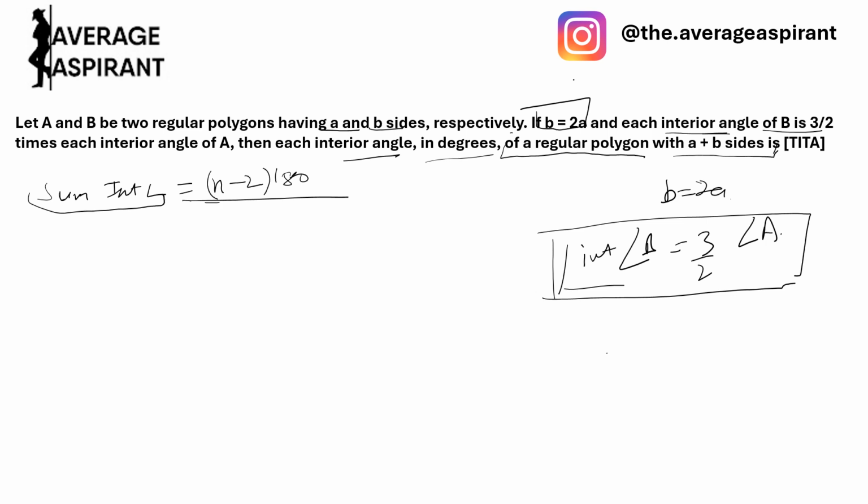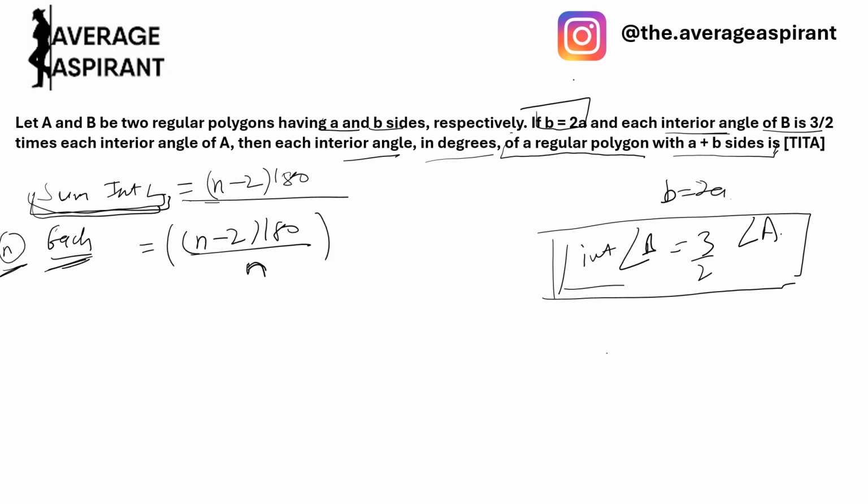Now the measure of each interior angle would be what? This is the sum of all, so for each, we will divide it by the number of sides: n minus 2 into 180 by n. Got my point? Because this is the sum of all interior angles, and how many interior angles would be there? The number of sides, which is n. So for each interior angle, this will be the formula finally. Now we just apply this formula in this particular equation.